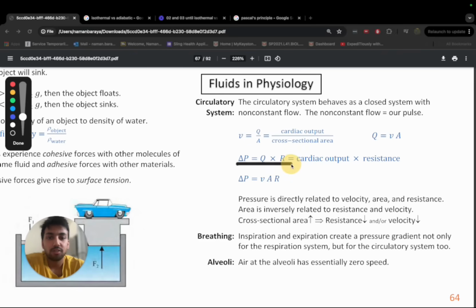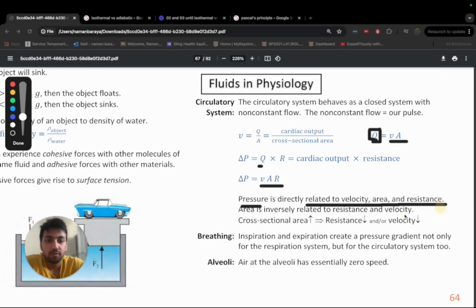So here, this is basically saying that our pressure change is equal to the flow times the resistance. Another way of putting that is by taking this equation, the VA, and putting that in the Q, so we get VA times resistance. And so pressure is directly related to velocity, area, and resistance.